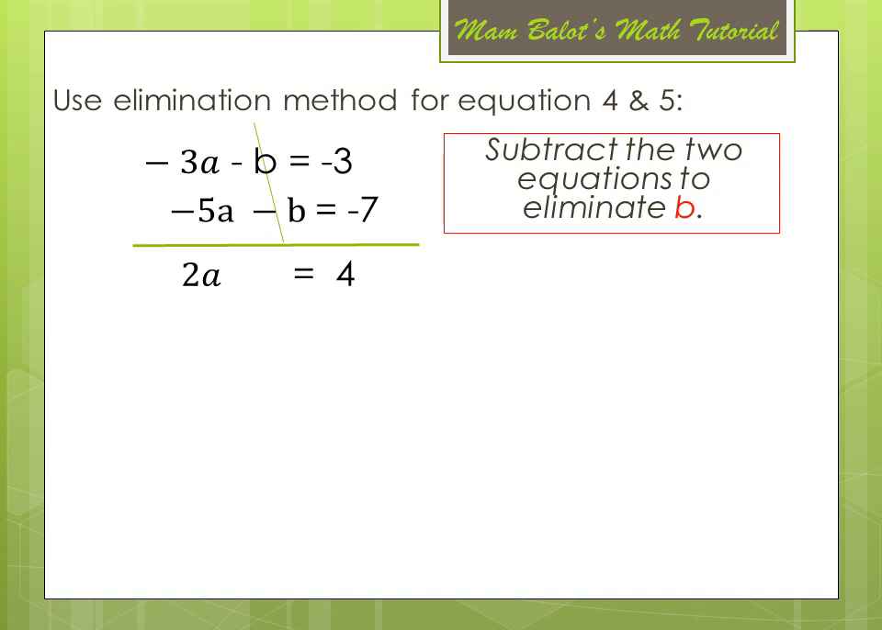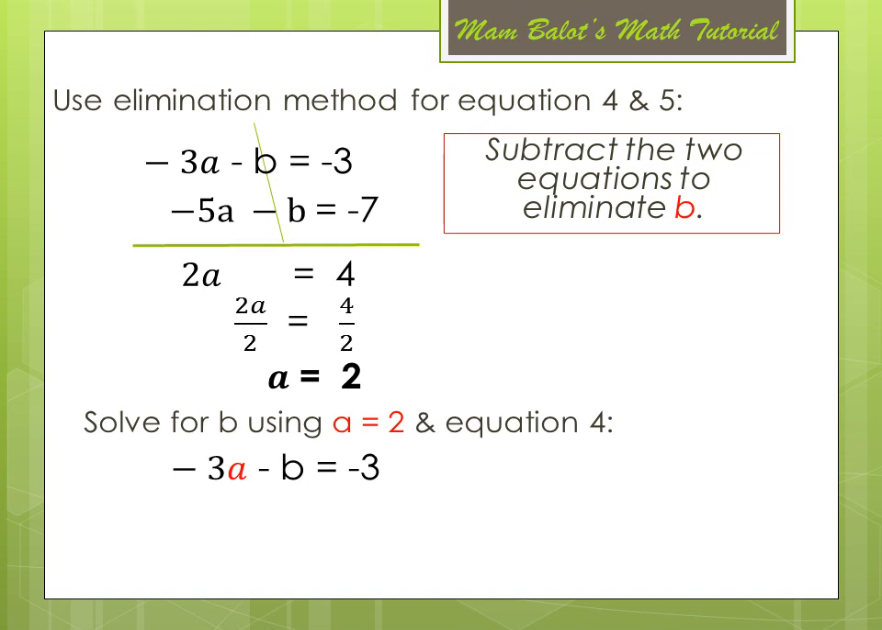So from this, we can now solve the value of a. So since we have a numerical coefficient of 2, we will divide both sides of the equation by 2. So we get now 2a divided by 2 is equal to a, which is equal to 4 divided by 2, which is equal to 2. So therefore, the value of a is 2. So since we have already a value of a, we can now compute for the value of b.